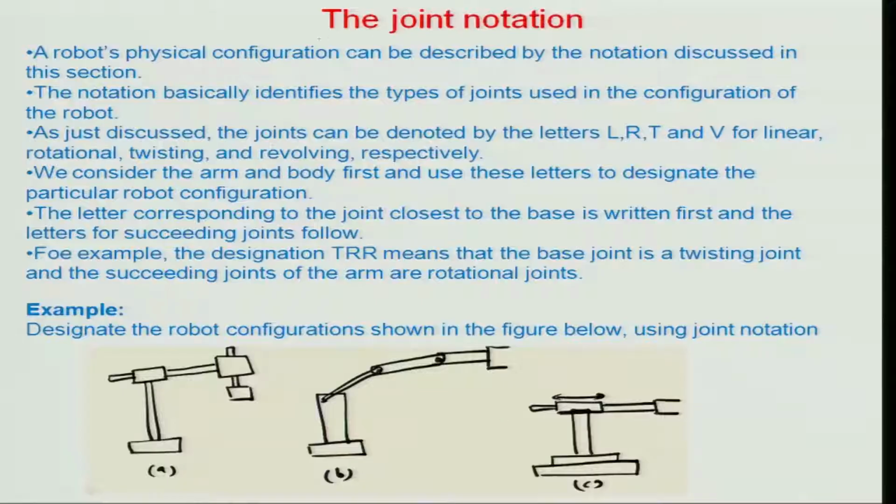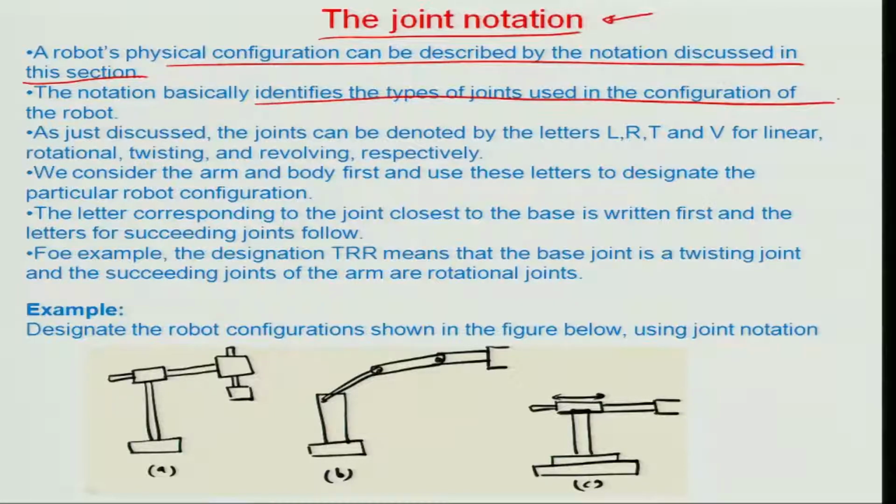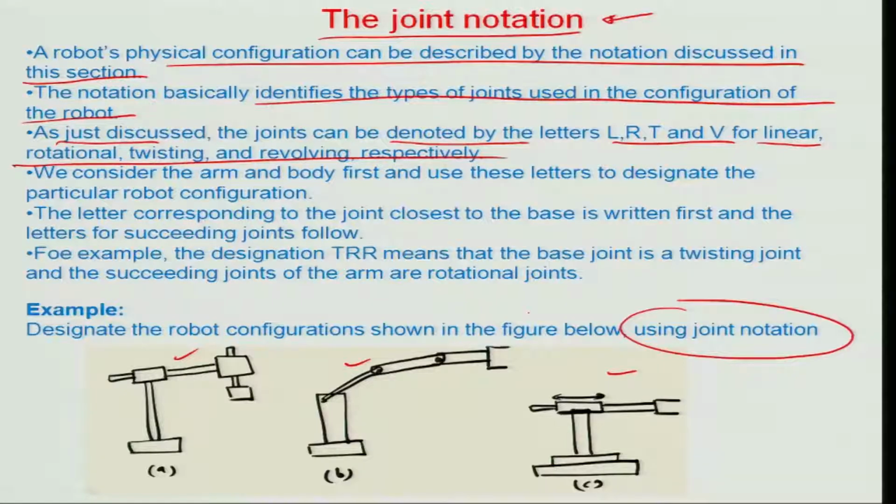Now, there is a standard way to describe the joint notation, and I am going to show you how to describe that. The robot's physical configuration can be described by the notation described in this section. The notation basically identifies the types of joints used in the configuration of the robot. As just discussed, the joints can be denoted by the letters L, R, T and V for linear, rotational, twisting and revolving respectively. So, if we consider the different robot arms in these examples, we can give a joint notation to show these arms.